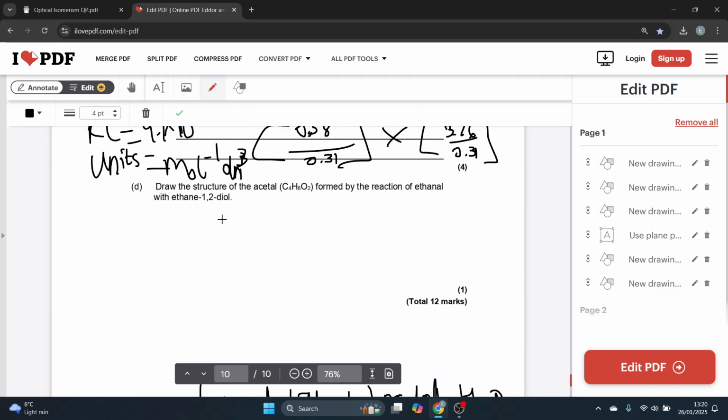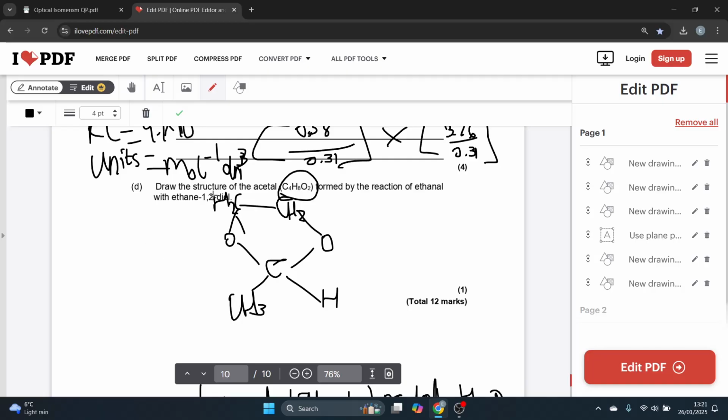And then it says draw the structure of the acetal formed by a reaction of ethanol with ethane-1,2-diol. Draw the structure of this formed by a reaction of that with that. Acetal. So I've got carbon, O here, H, CH3.